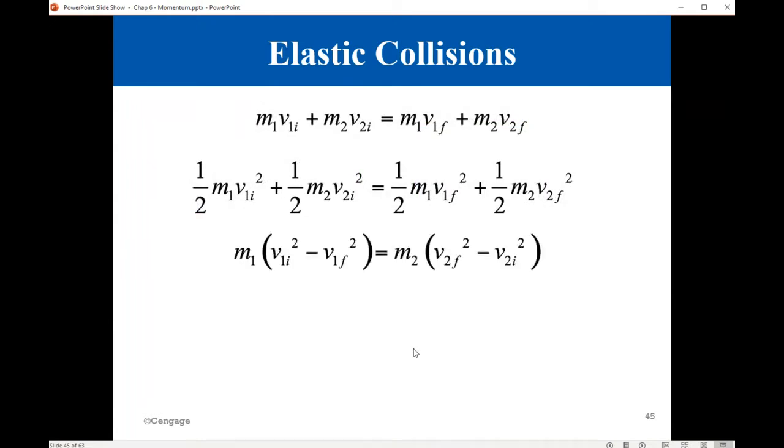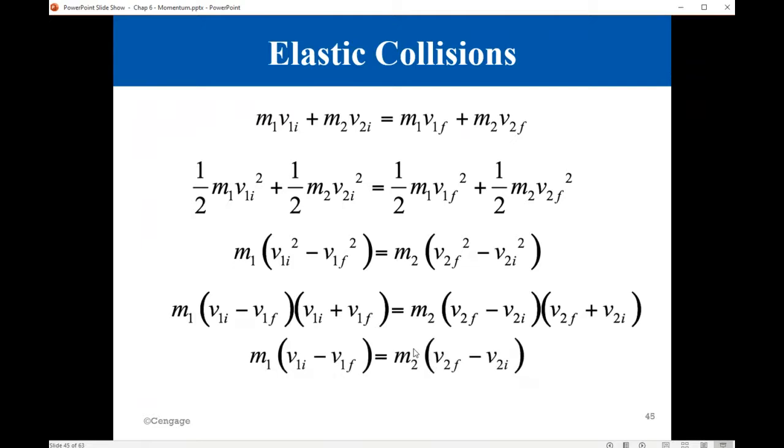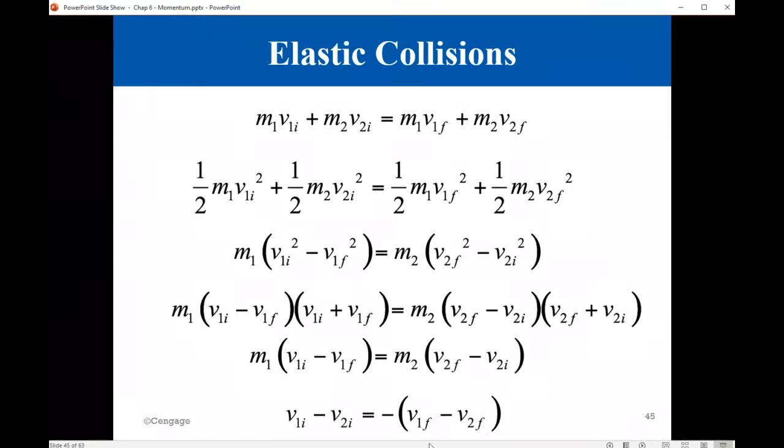We can simplify these equations, and with further simplification, if the masses are identical, you can divide by the masses and you end up with this result for the change in the velocities. So v1 initial minus v2 initial equals minus (v1 final minus v2 final), because they are in opposite directions.